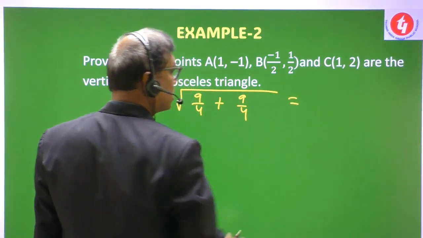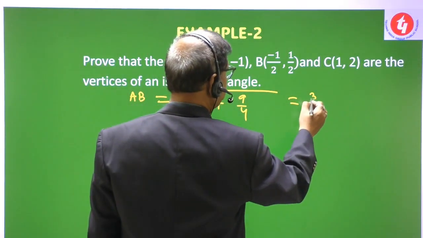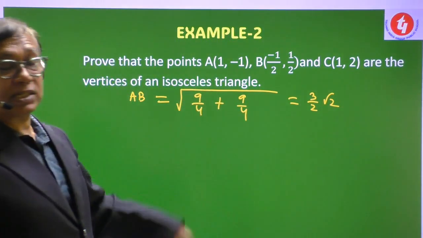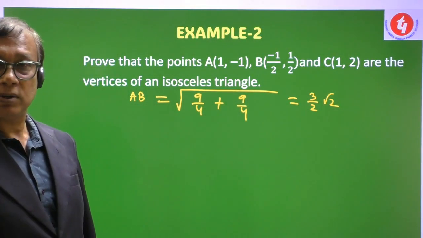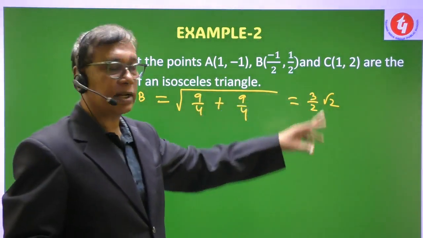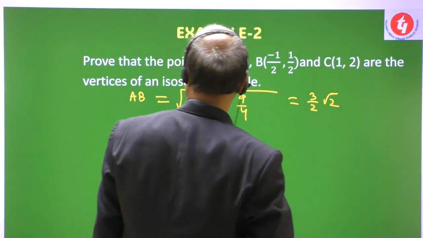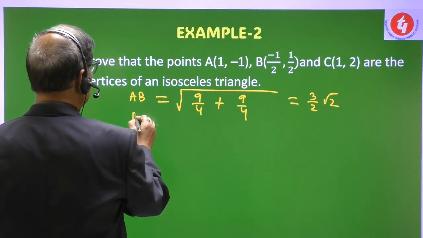Is it clear? That means 3 by 2 into root 2. Yes, because 9 by 4 plus 9 by 4 is 2 into 9 by 4, and square root of 9 by 4 is 3 by 2. And 2 will be under root. So 3 by 2 root 2 is the AB length. Is it clear? Now we will find BC.